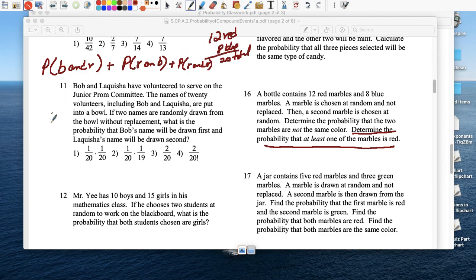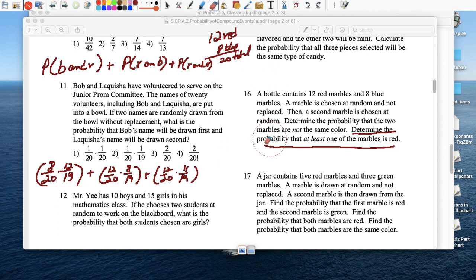Okay, and then let me give you the fractions. Blue first is 8 out of 20 times 12 out of 19. So that's the first one. Plus the second case, where the first one is red: 12 out of 20 times 8 out of 19. And the third one is where both are red, so it'd be 12 out of 20 times 11 out of 19. And you would add that. So we got our answer, right?